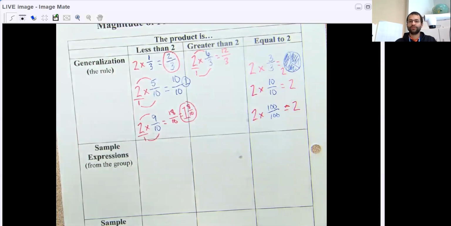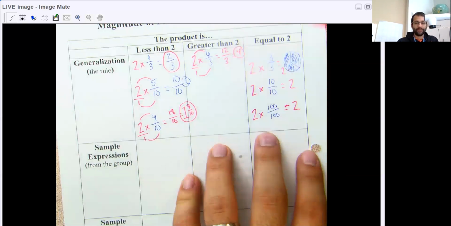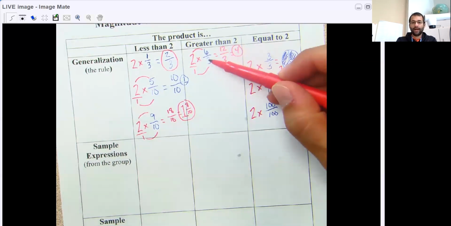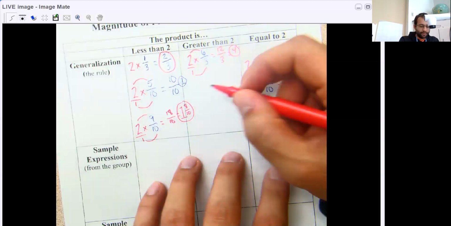That's improper. So how many times can 3 go into 12? 3, 6, 9, 12. 4 times? Oh, look, my answer is bigger than 2. My answer is bigger than 2 now because I'm multiplying by an improper fraction. Let's multiply by another improper fraction.